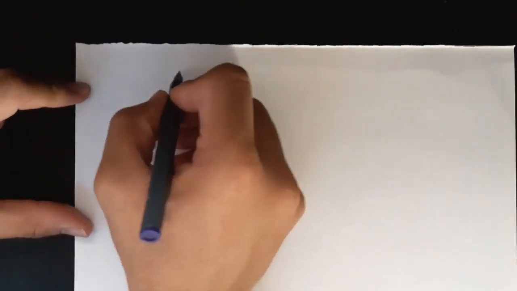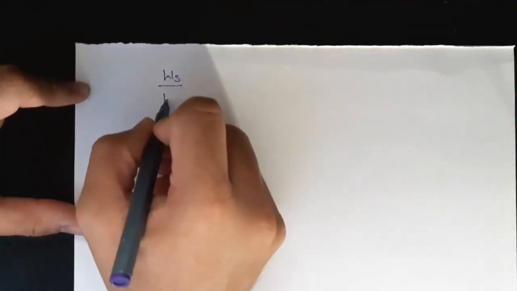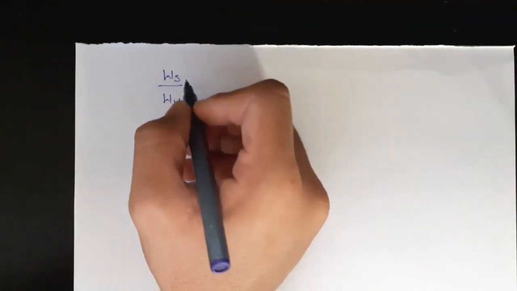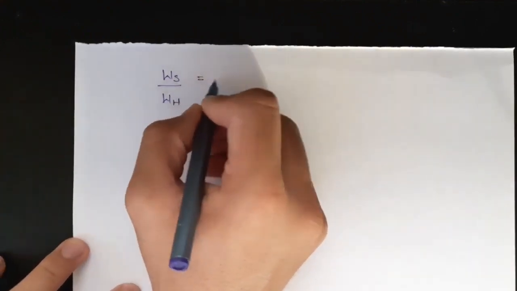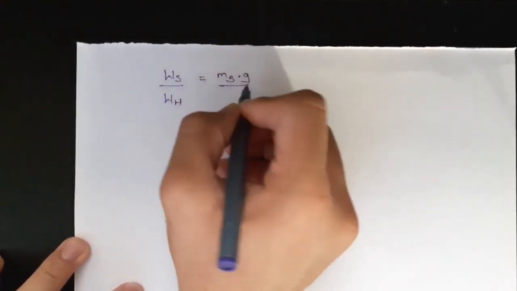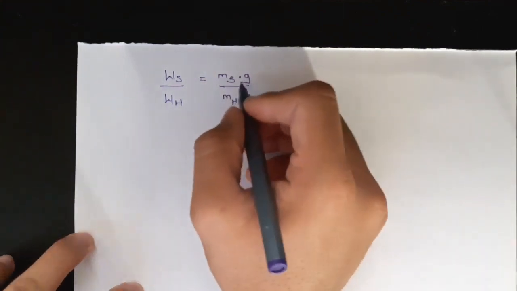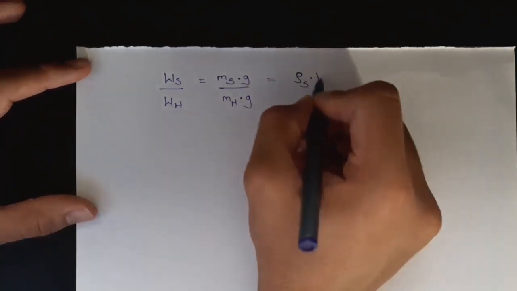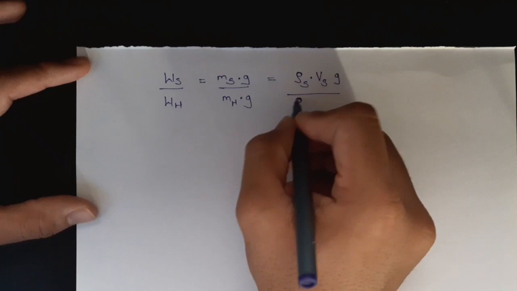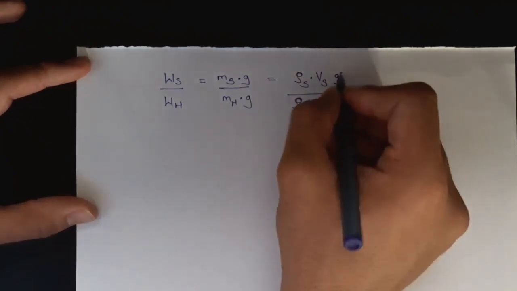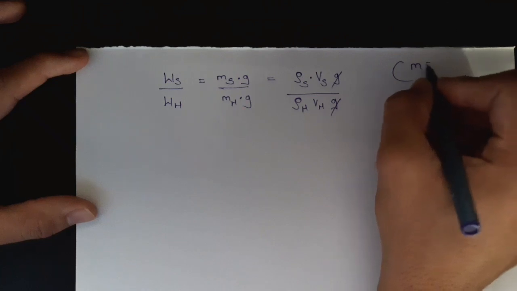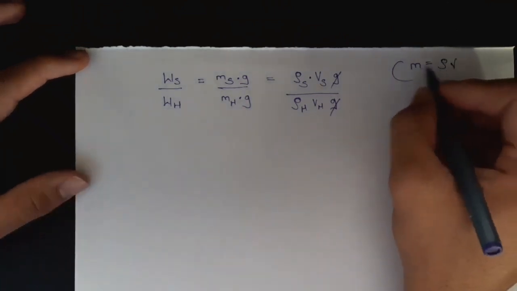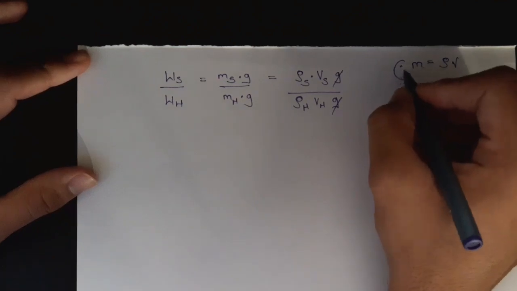Now let Ws and Wh be the weight of solid and hollow shaft. Taking the ratio of Ws upon Wh, where Ws is the weight of solid shaft and Wh is the weight of the hollow shaft, weight equals mass into gravitation. Ms is the mass of solid shaft and Mh is the mass of hollow shaft. Mass equals rho s into Vs into g upon rho h into Vh into g, where g gets cancelled, because density equals mass upon volume, so mass equals density into volume.